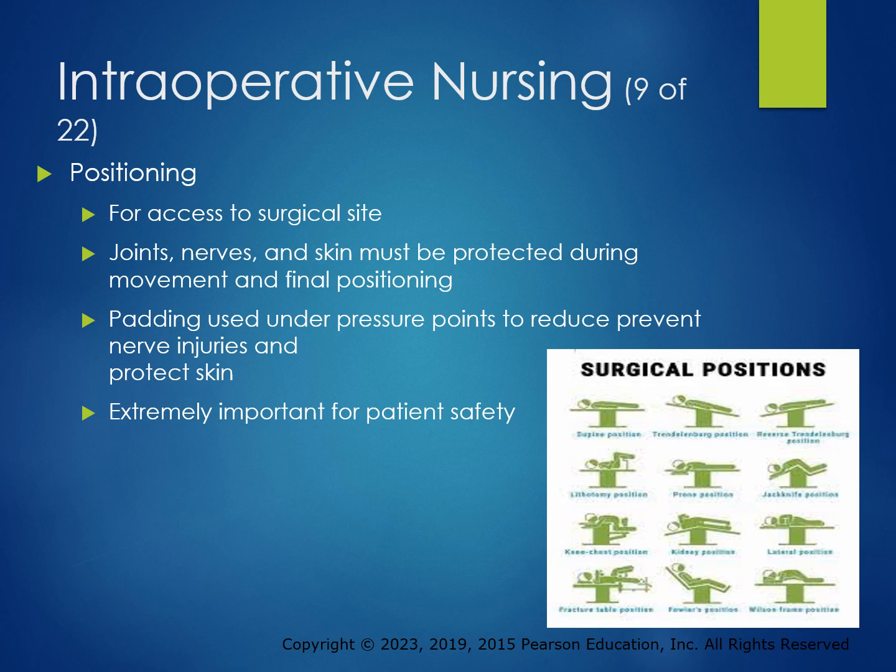So joints, nerves, and skin must be protected during movement and final position, because remember, these people are asleep. They may be able to help get on the table once they get into the OR, but once they give them their full anesthesia, they're out, and you're the one moving the patient. Padding is used under pressure points to prevent nerve injuries and protect skin. This is extremely important for the patient.